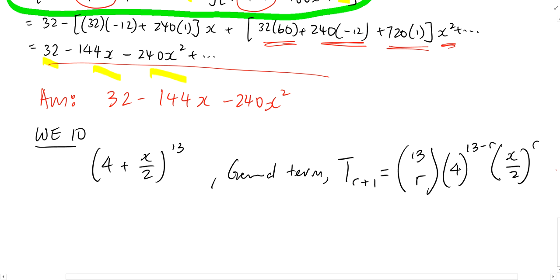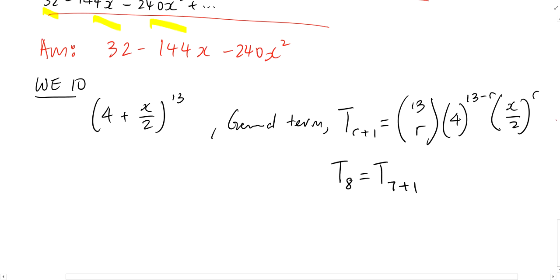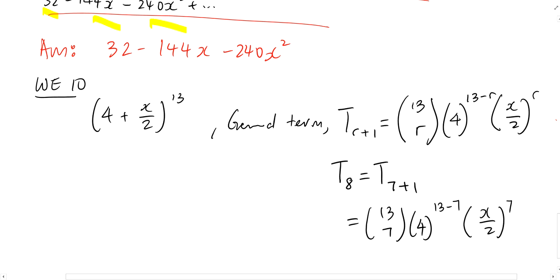What do they want? The 8th term. What is the value of r? I want term number 8, so this will be T of 7 plus 1. The value of r is 7. Substitute in: 13 choose 7, 4 to the power of 13 minus 7, which you can do mentally, is 6, and (x/2) to the power of 7.